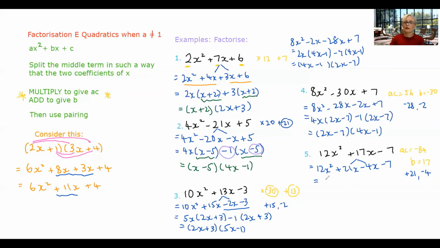12x squared and 21x, we're going to take out a 3x. And yet again, we're going to take out a -1. Okay, you'll all be experts at this by here. What's happened here? That should be a 7 there. There we go. So we're going to have 4x plus 7 out the front and 3x minus 1. And again, it doesn't matter which order you write your brackets in as long as you have the same two brackets with the correct sign in each bracket. 4x minus 7 and 3x plus 1 is not going to work. You'd get the wrong middle term there.